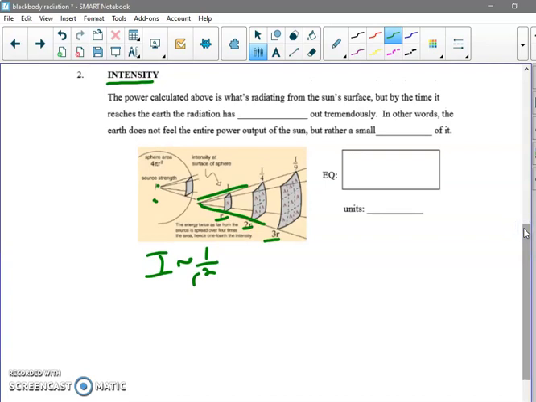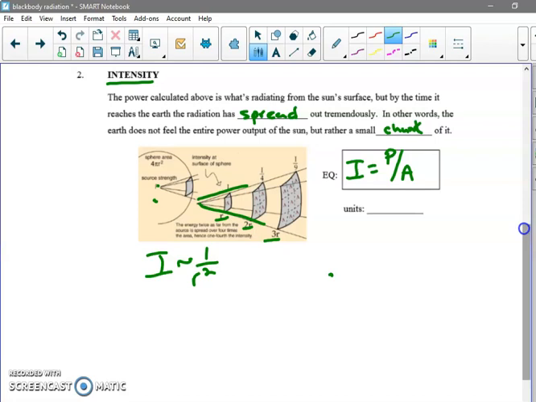So, as I said here, the power calculated above is at the surface, but by the time it reaches the Earth, it has spread out tremendously. In other words, the Earth does not feel the entire power output of the sun, but rather a small chunk of it. Okay, so we can relate intensity to power very simply. Intensity, by definition, is the rate at which you're outputting divided by the area of the sphere of radiation that you have emitted. So, again, let me just do a little schematic.